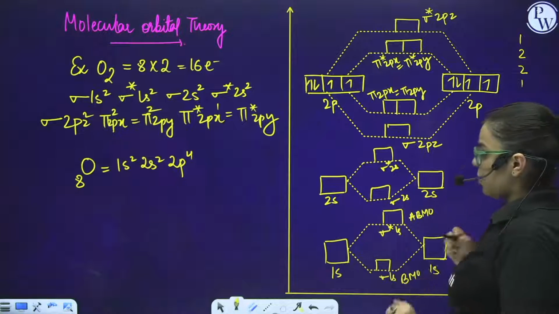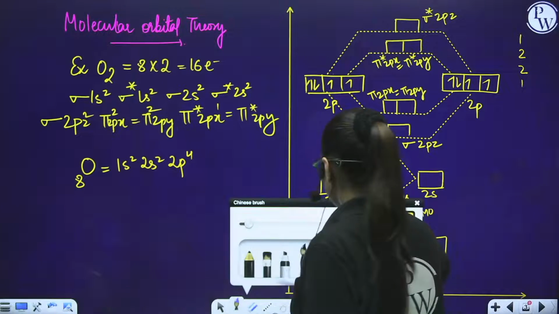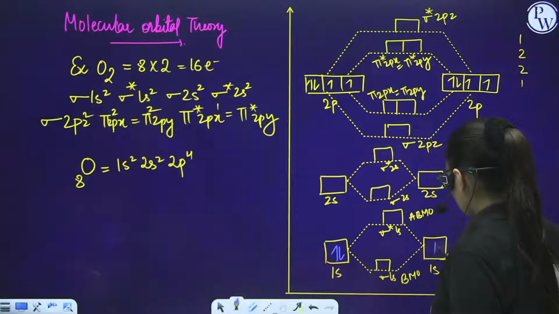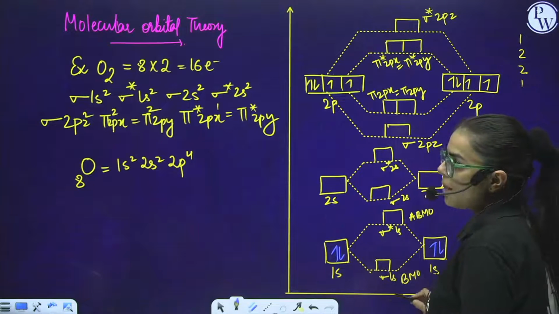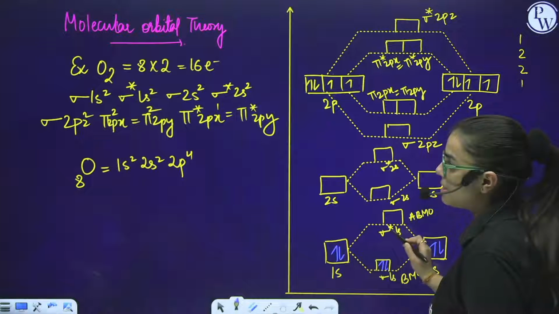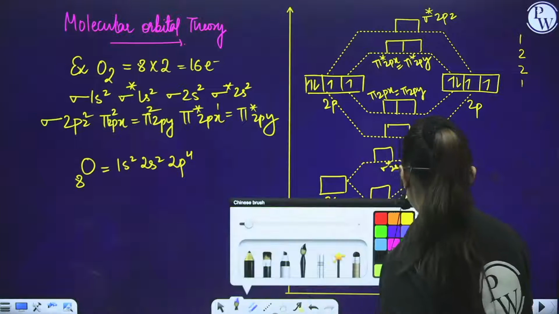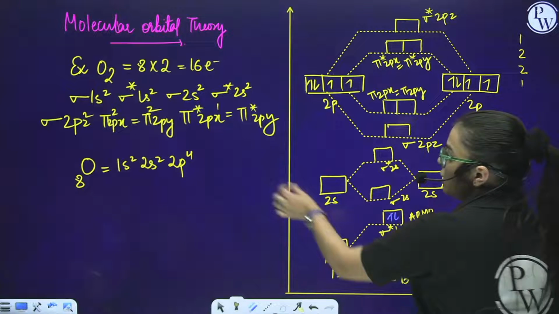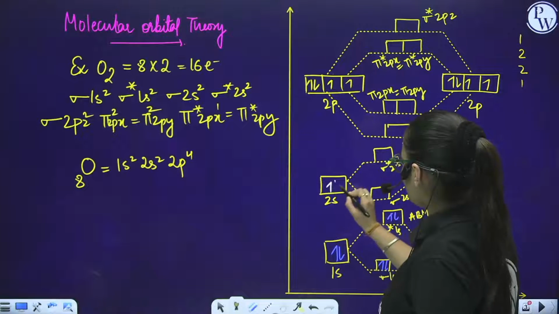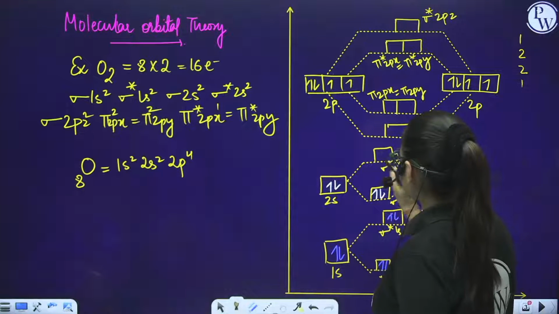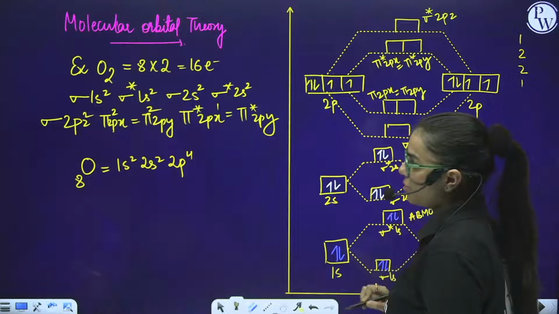Now, we have to fill electrons. Let's start filling the electrons. In 1s, we have 2 electrons of one oxygen atom. Now, in sigma 1s, we have 2 electrons. In sigma star 1s, we again have 2 electrons. Clear? Let's take another color. I don't know whether it's visible or not. In 2s, we have 2 electrons. In sigma 2s, we have 2 electrons. In sigma star 2s, we have 2 electrons.